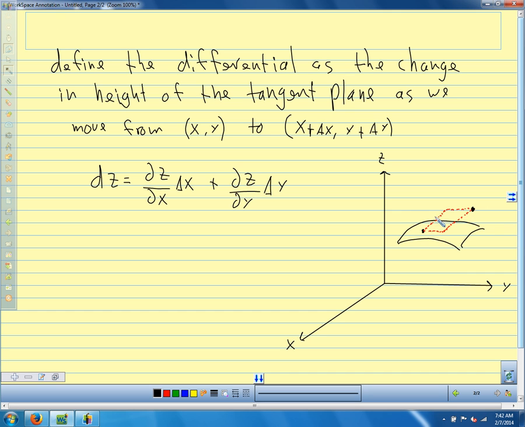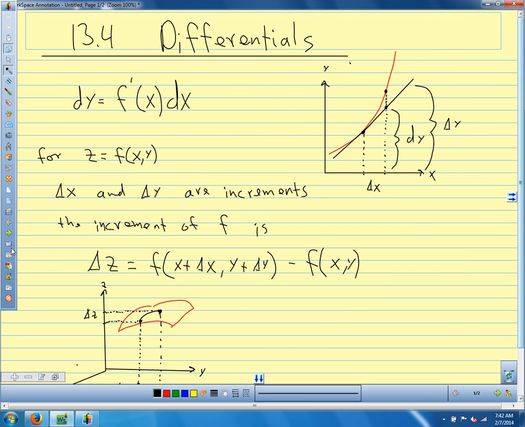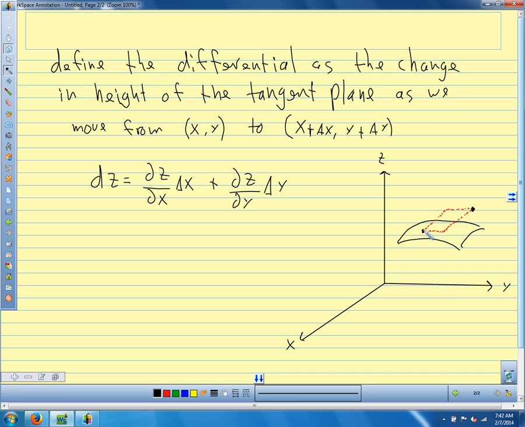So this is the three-dimensional version of the picture we drew back here. This is our tangent plane. We're saying dz, the differential, is how much the tangent plane changes from this point (x, y) to (x plus delta x, y plus delta y).